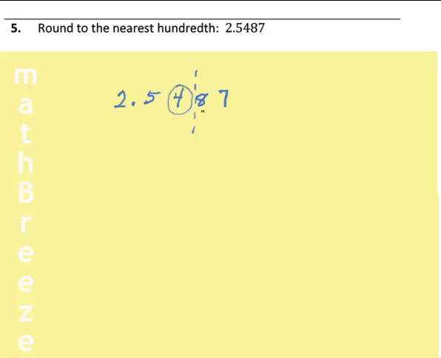All right, so we look to the right of the 100th place. Here we have an 8. Since this number, 8, is 5 or more, we're going to add 1 to the 4 in order to round. So the rounded number is 2.55. Again, because the 8 is bigger than or equal to 5, we round up.